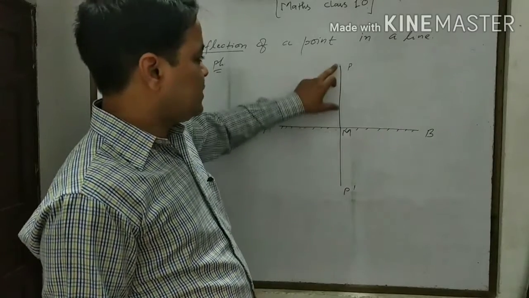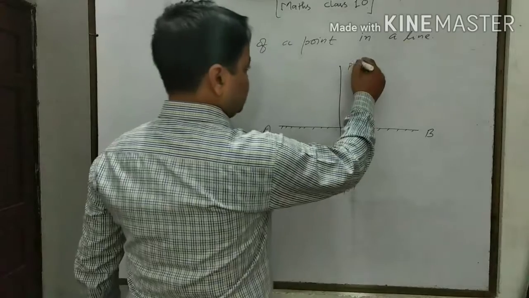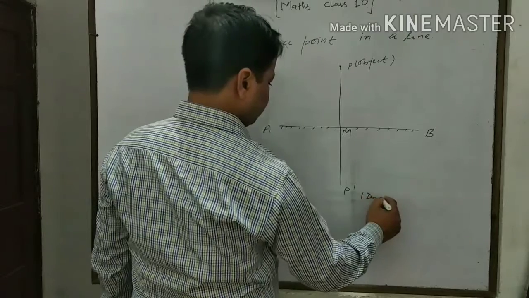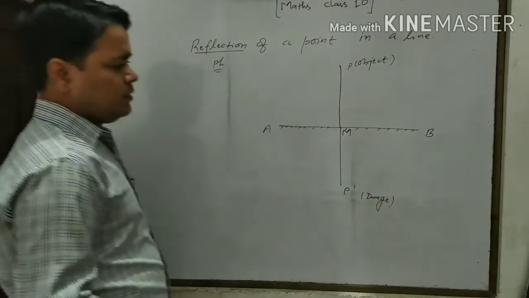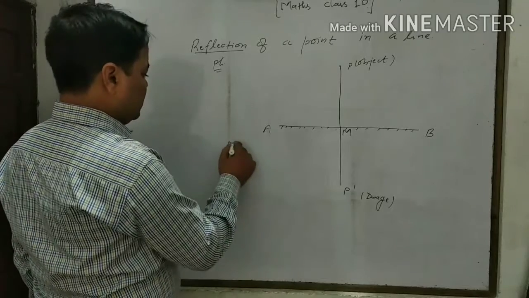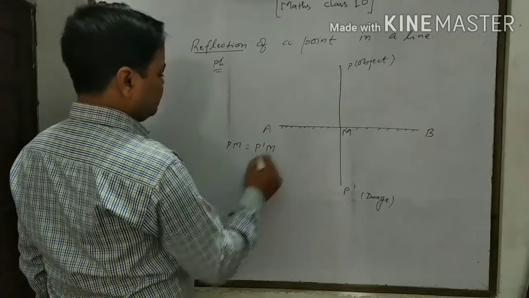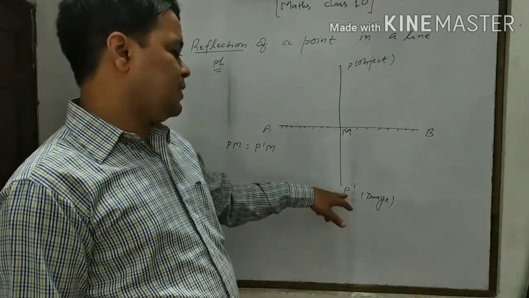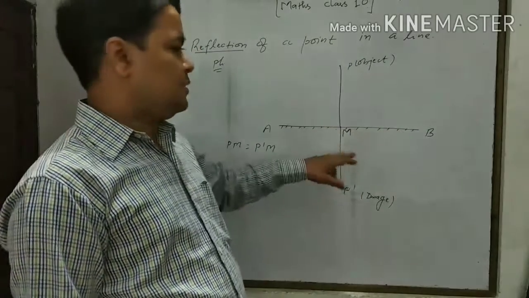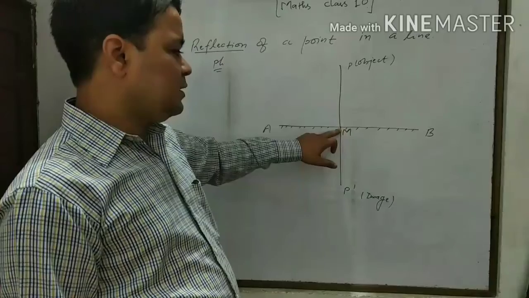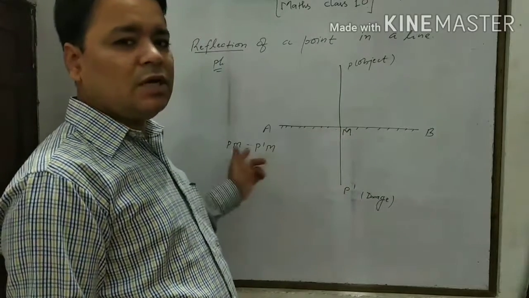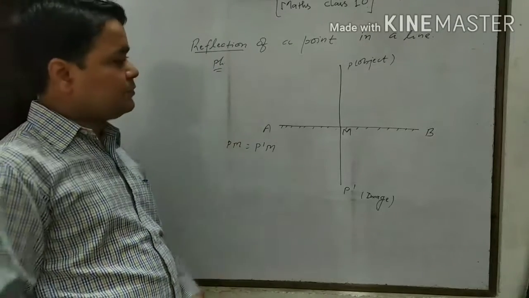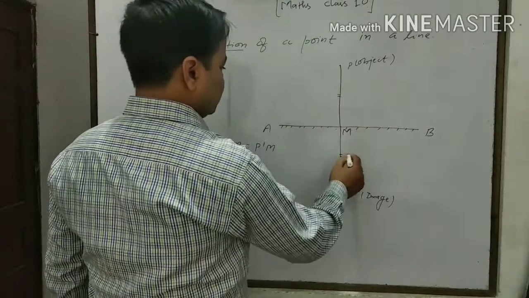PM is the distance of object P. Here P is the object, and P dash is the image. Means PM is equal to P dash M. The distance of the object from the mirror is equal to the distance of the image from the mirror. Both are equal according to the concept of reflection. Means this distance will be equal to this distance.